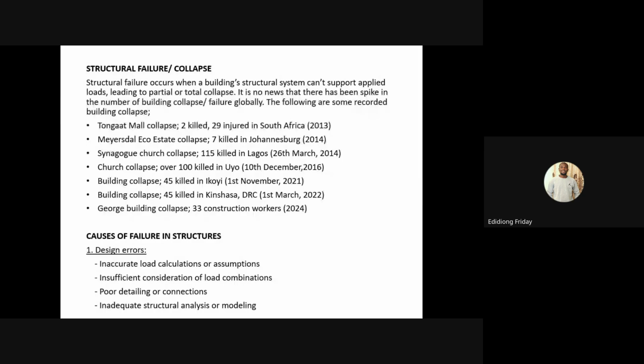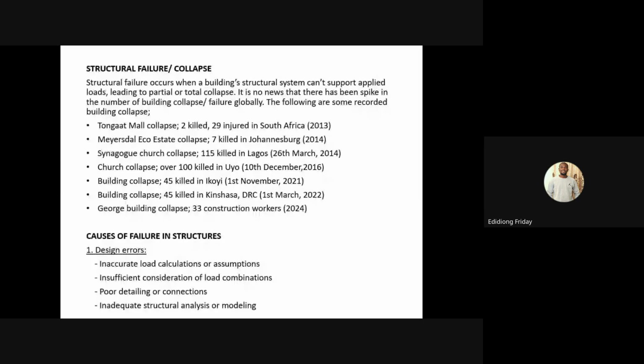33 construction workers killed. Now, this is to tell you the effect of probably not involving a structural engineer or using a poor structural design or not following your structural design. It is very, very tragic. So, causes of failure in structures. We're going to be looking at some of the causes of this failure in structures, so that we can find a way not to go there when we are doing our structural designs.